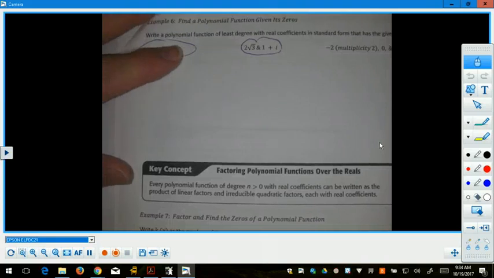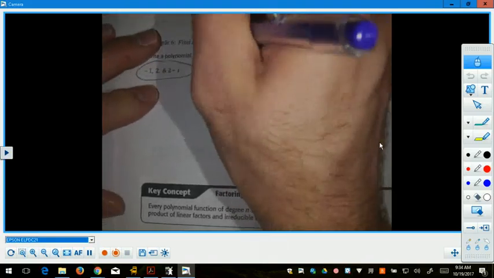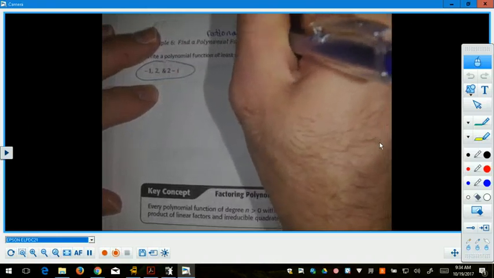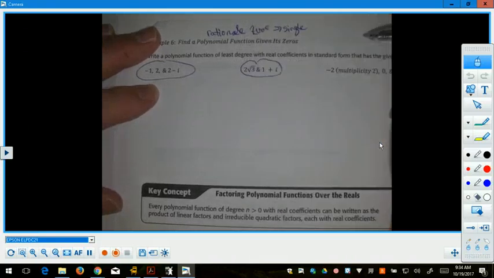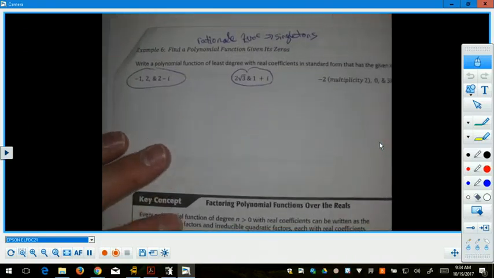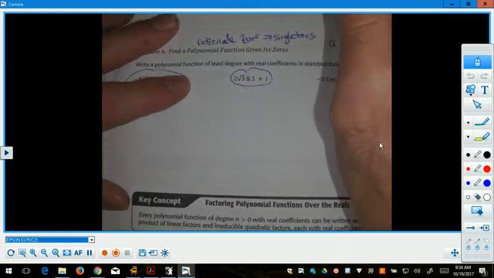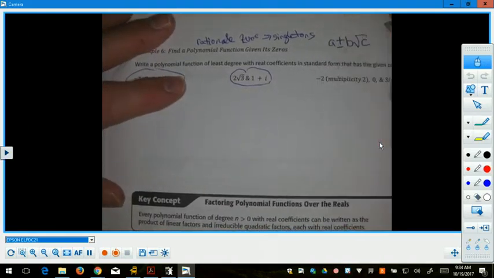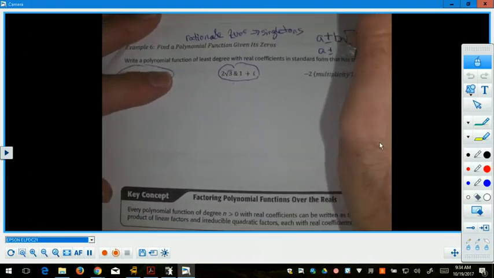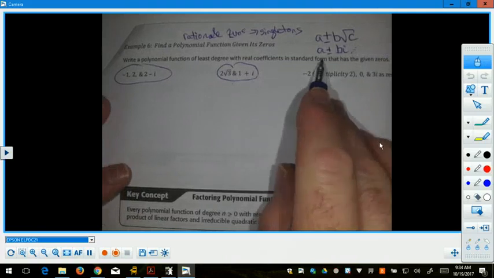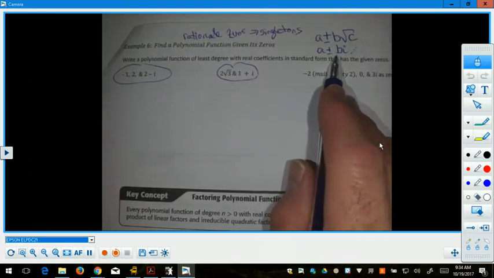I skipped something on the other page, and that was that our rational zeros happen as singletons. Unless they tell us that there's multiplicity, they're singletons. Our irrational, which would include our complex, our imaginary, because it's the square root of -1, come in pairs, like a plus or minus b square roots of c, or a plus or minus bi. So irrational and imaginary roots come in pairs. So if I give you just one, you know there's actually two.